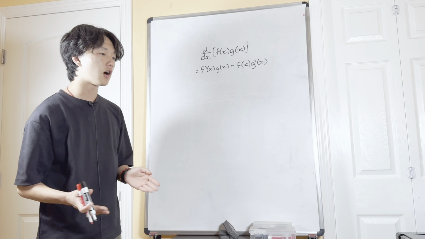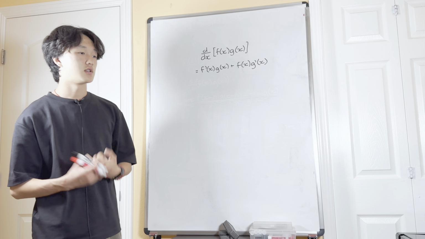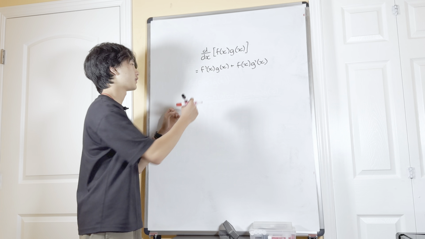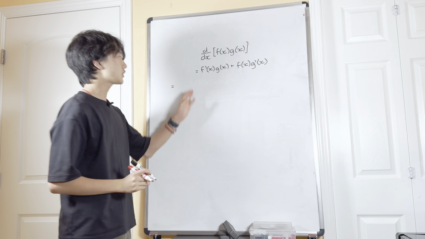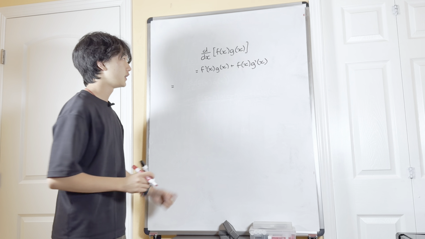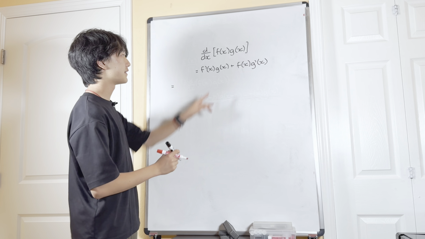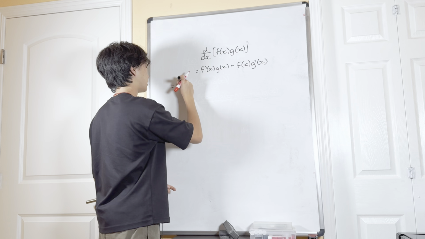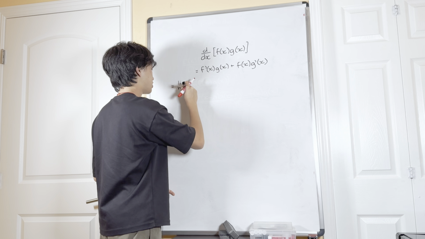But it's not immediately obvious where this could have come from. So I'm going to derive it again. Let's go back to the definition of a derivative. If we go ahead and apply the definition, treat this as like one function, then what we get is, first, we have the limit expression as h approaches 0.